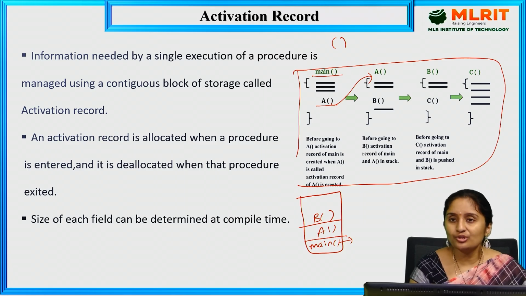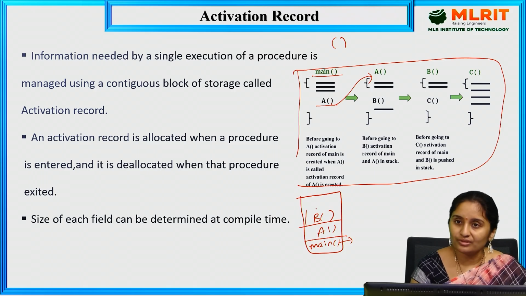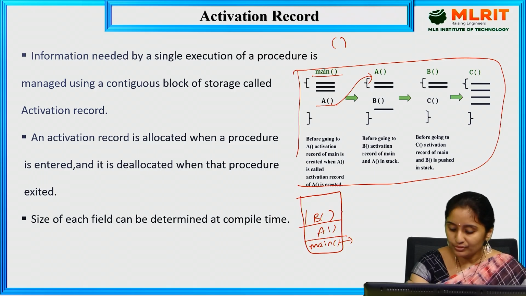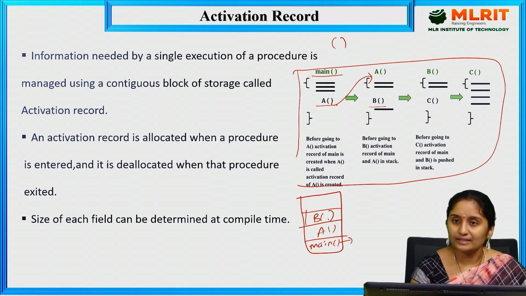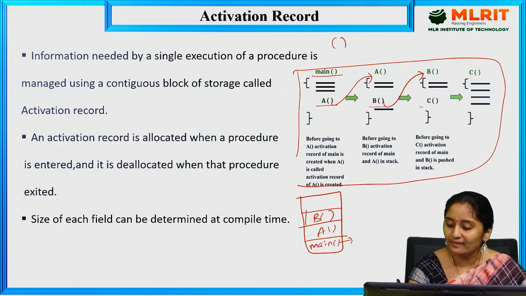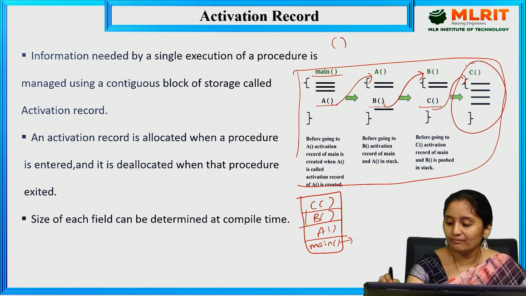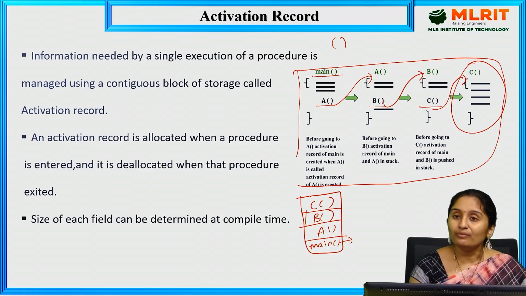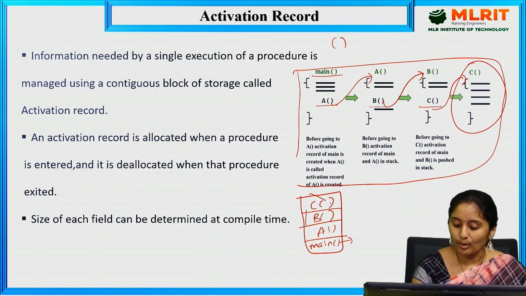When the execution of that function definition is completed, that activation record will be popped from the stack. So when A is called, in A's function definition there is a B function call, so the B activation record is created. Again, the definition of B has a C function call, so C is created. Now the definition of C will be executed. Once the activation record's execution is completed, it is popped from the stack.